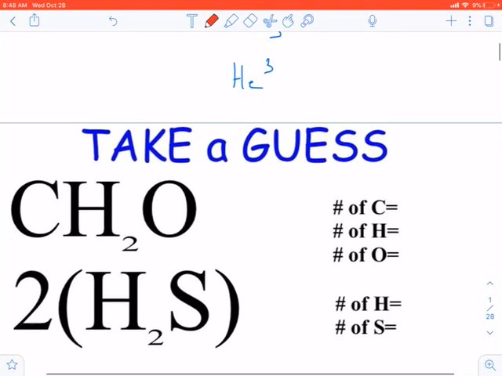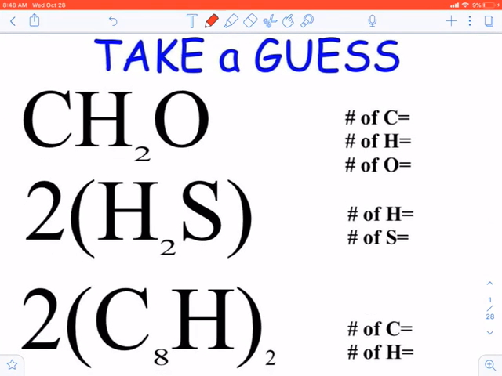First thing I want you to do, though, is take a guess. Either pull out a piece of paper, or you can have this up, or if you just want to guess in your head, I want you to think, how many carbons, hydrogens, and oxygens are there right here? So I want to know the number of each of those. And then down here, I want to know how many hydrogens and sulfurs are in this one and how many carbons and hydrogens are there in this one. And I want you to write your guesses down in here. So take a second or two, or pause the video and take a guess right now.